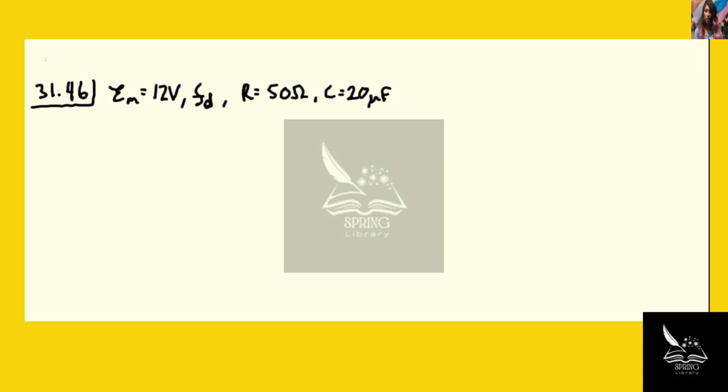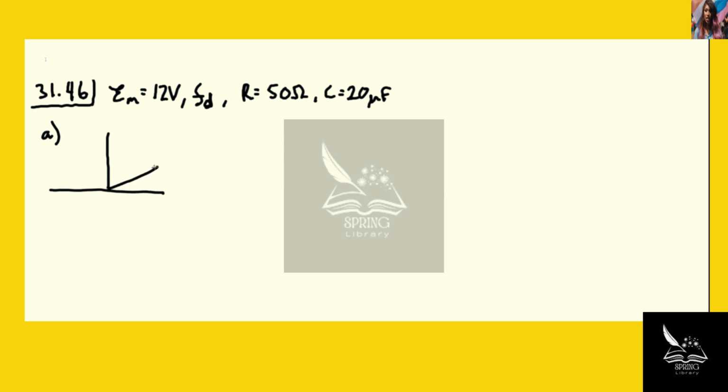31.46, we have an alternating EMF source with a variable frequency, connected to a series resistor-capacitor circuit. The first thing we would like to do is draw a phasor diagram, and then we're going to have several more questions essentially based off of that. So the first part is just to sketch the phasor diagram.